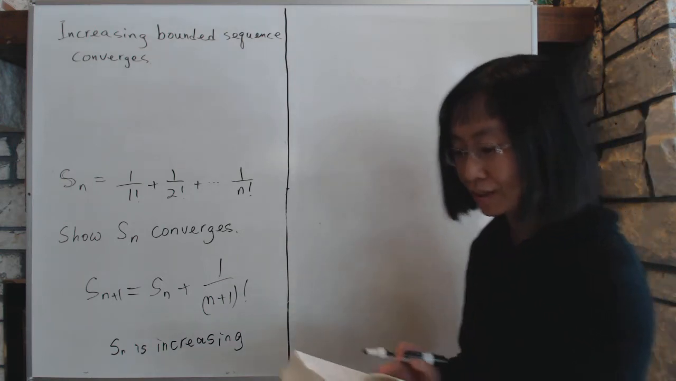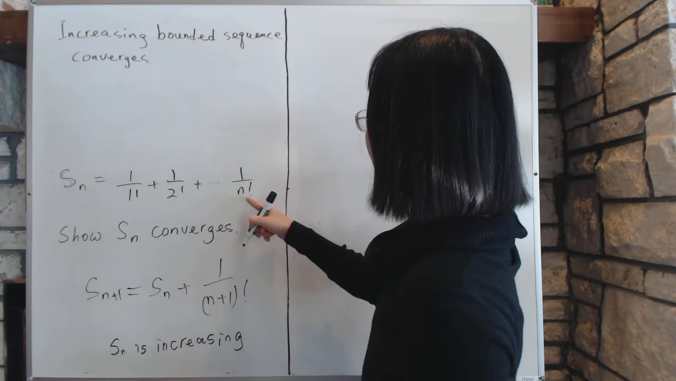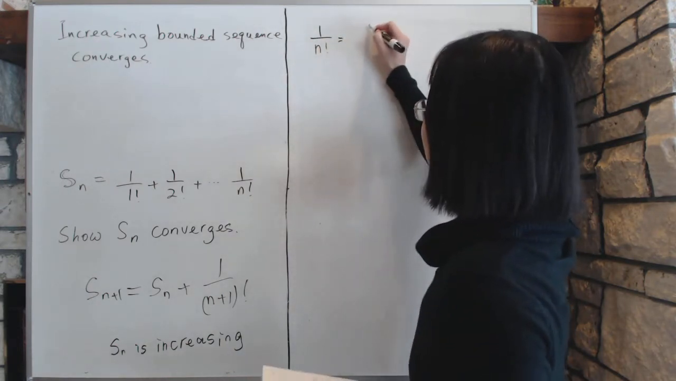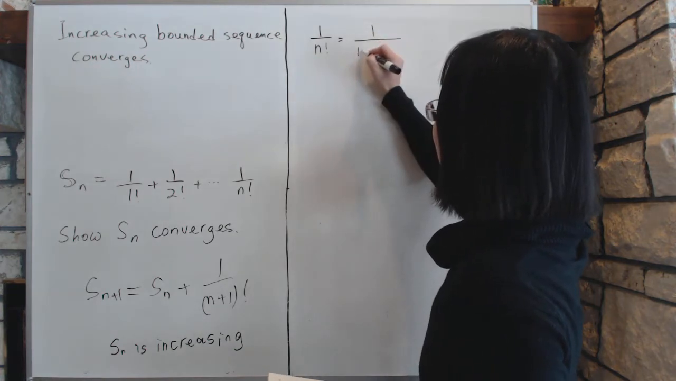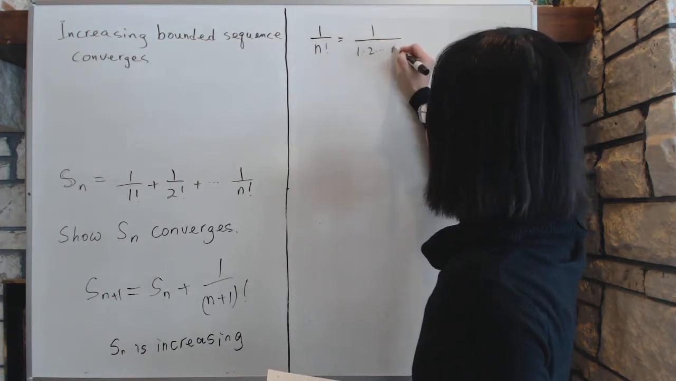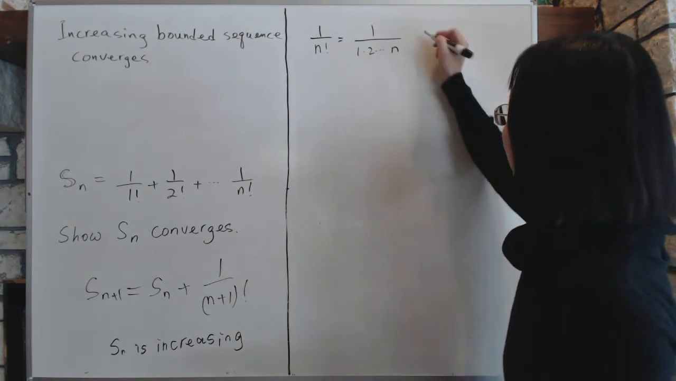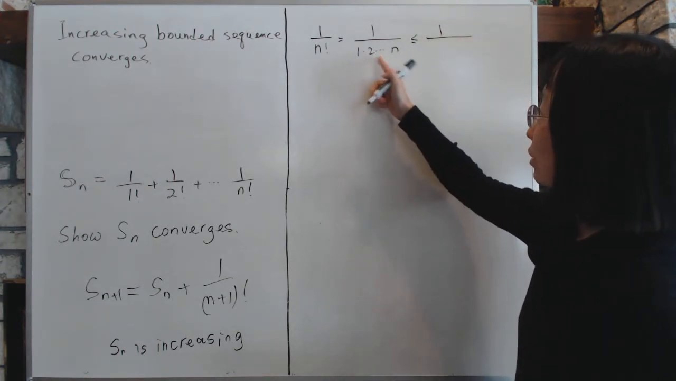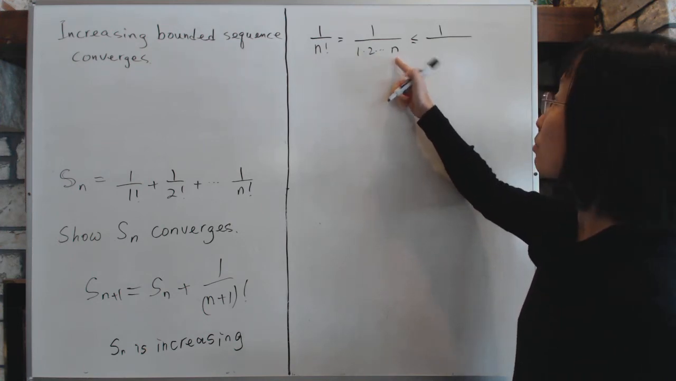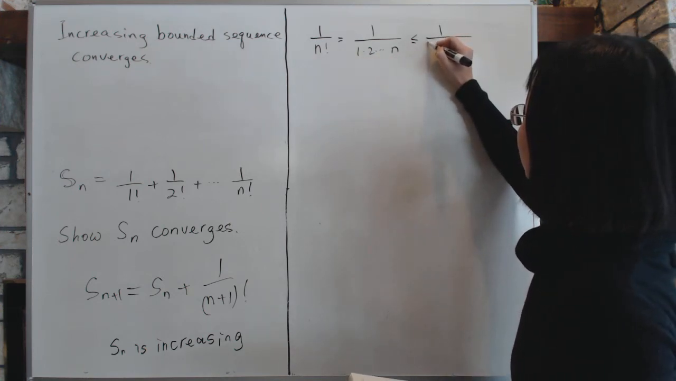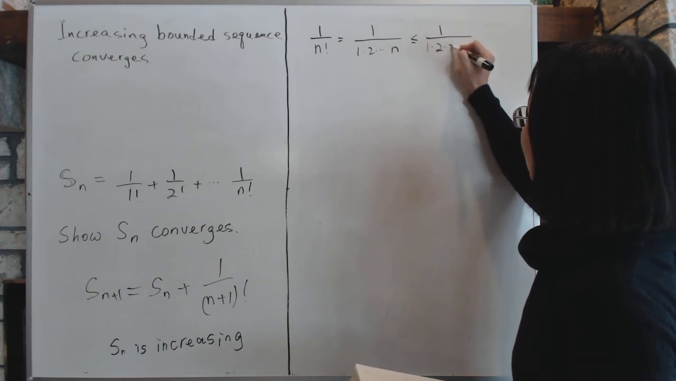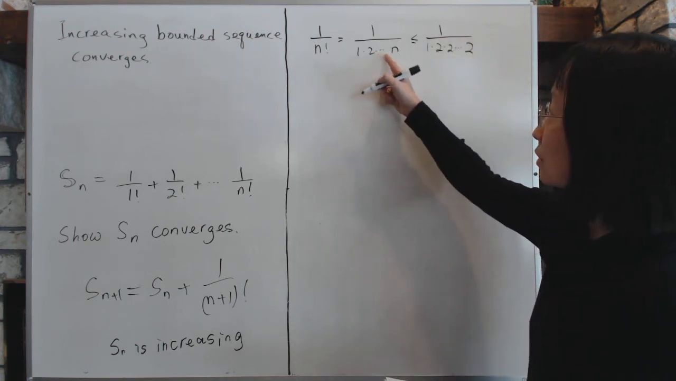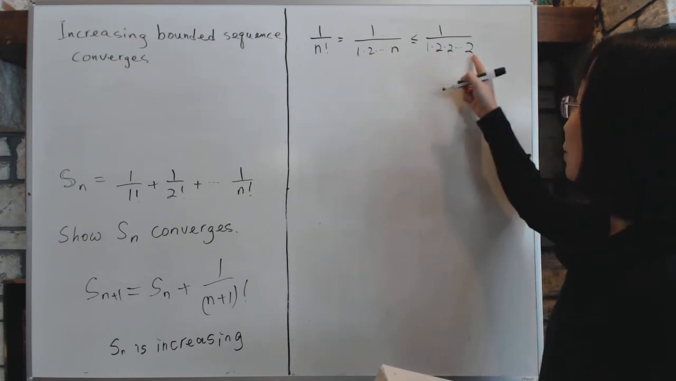But for this one, it's very easy because you look at the 1 over n factorial term. What is n factorial? Well, by definition, it just means 1 times 2 all the way up to n. Then what if we exchange this, which goes 2, 3, 4, all the way up to n, with only 2? 1 times 2, 2, all the way to 2. Each number here, we will replace by 2.